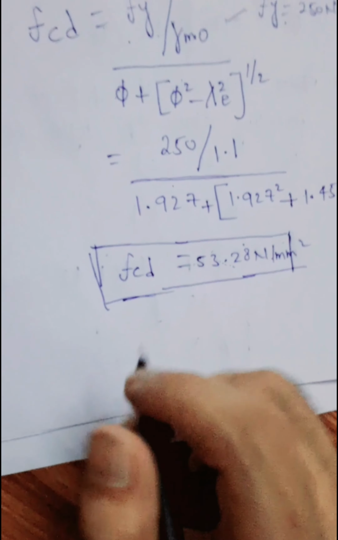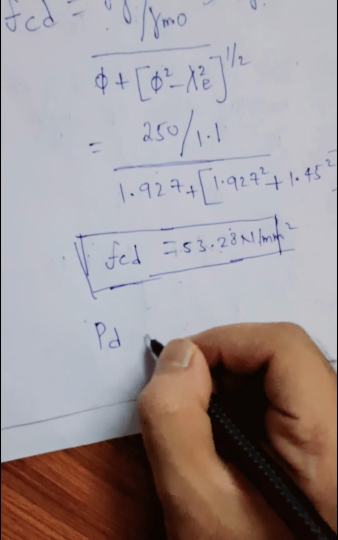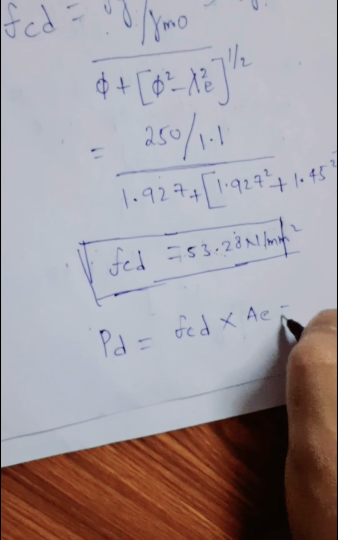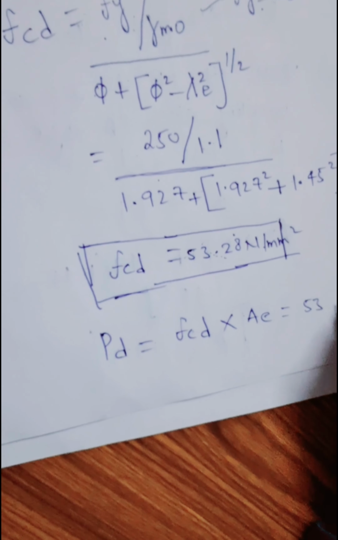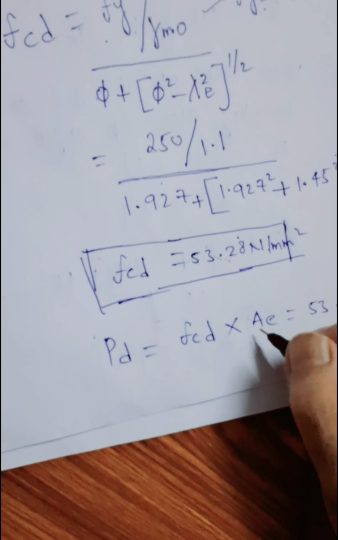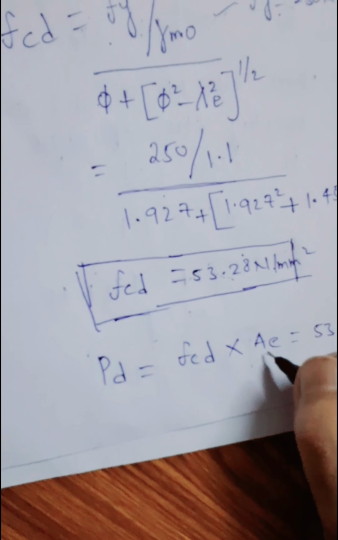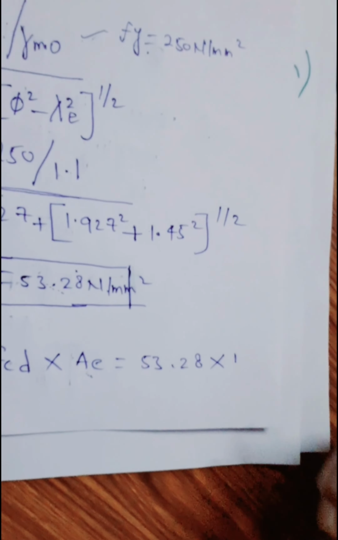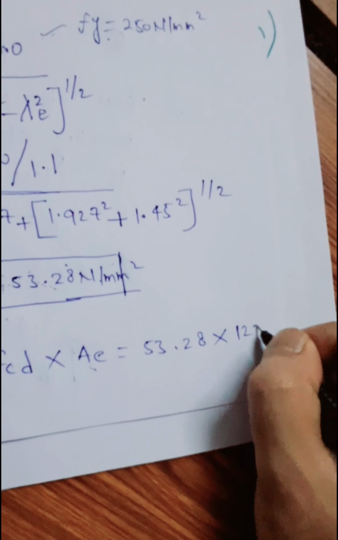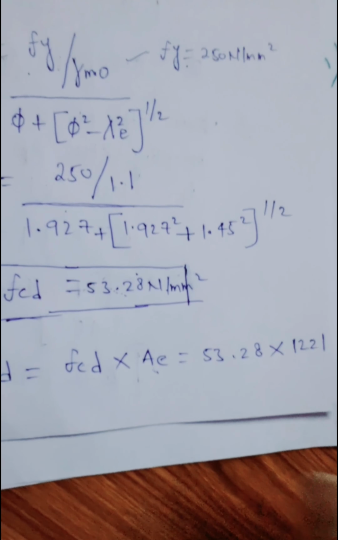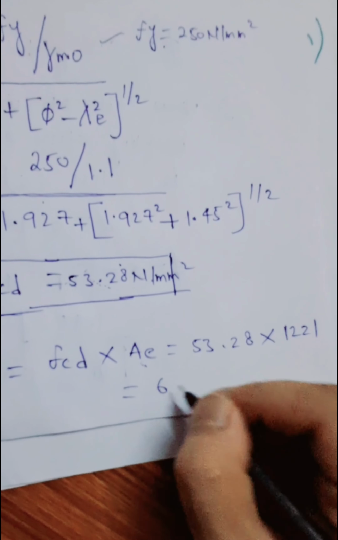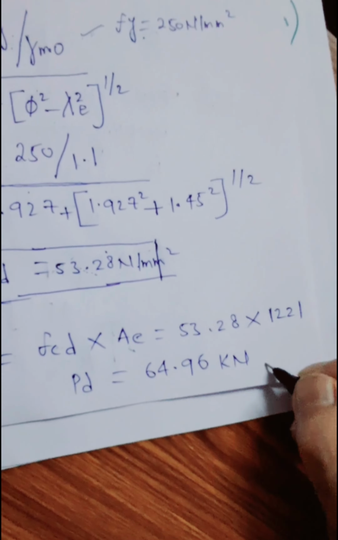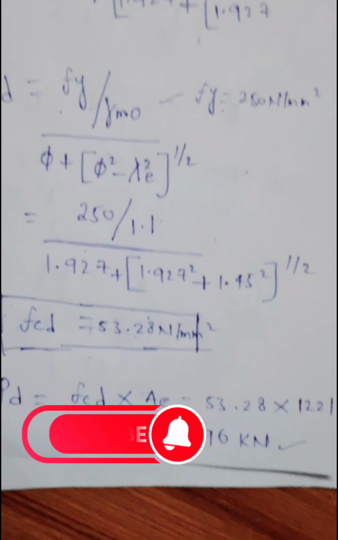Next we see the final axial load is equal to fcd into Ae. That is 53.28 into your Ae value, the cross-sectional area from your steel tables, which I got as 1221, remember? So finally I got the answer of 64.96 kilonewtons. That is for Pd. The solution is completed here.